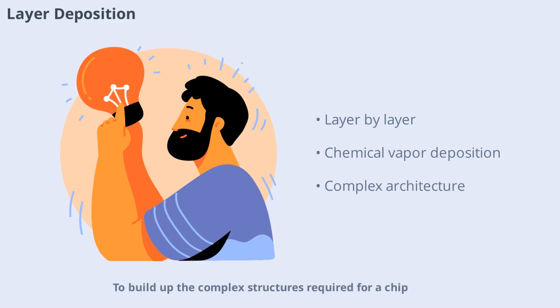Next, deposition builds up the complex structures required for a chip. Various materials are deposited onto the wafer in thin layers. Techniques like chemical vapor deposition or physical vapor deposition are used to add insulating, conducting, or semiconducting layers. Each layer serves a specific function, and the process is repeated many times to create the intricate architecture of a modern microchip.